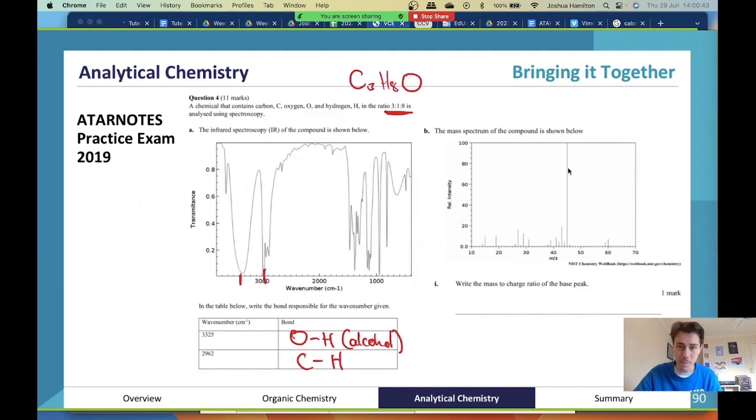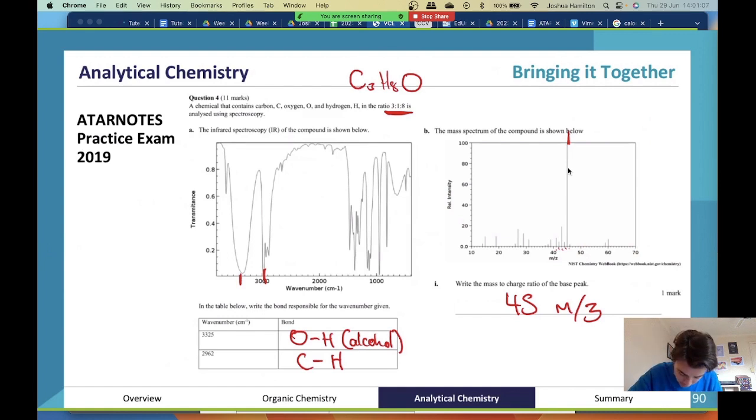Cool. Moving on, B. The mass spec of the compound is shown below. Write the mass to charge ratio of the base peak. Well, the base peak is your biggest peak, so it's going to be at 1, 2, 3, 4, 5. So 45 m/z. Now, what else can I tell from this? It hasn't been asked in the question, but what is the molar mass?